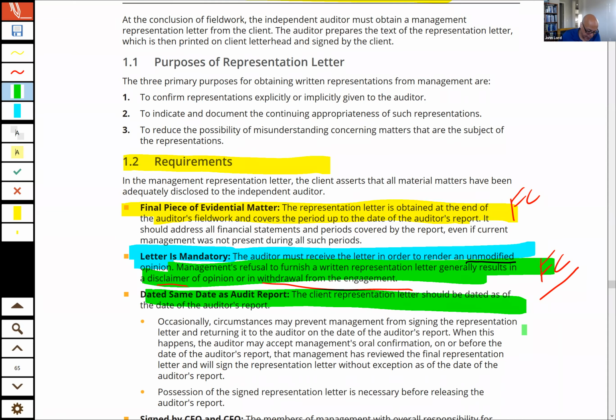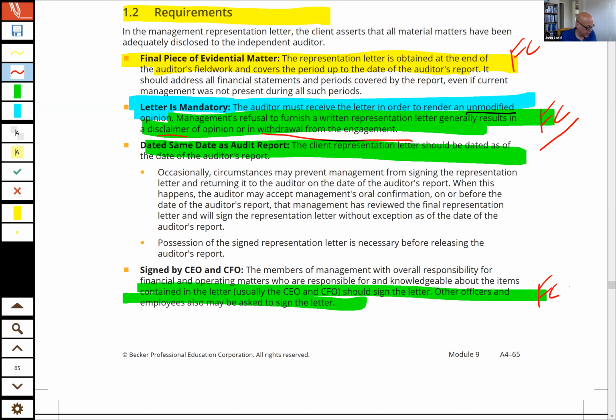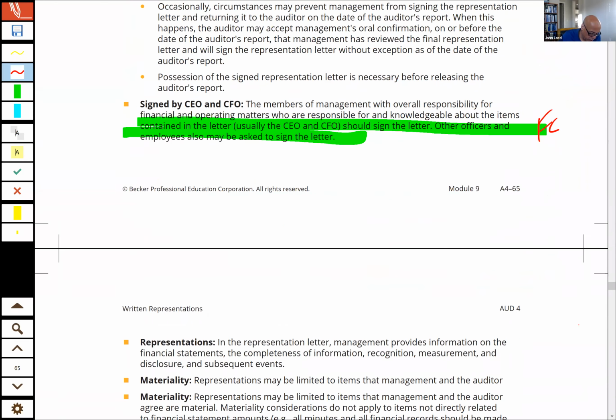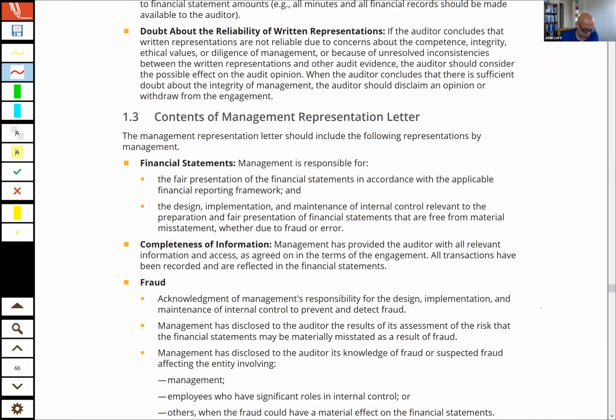It is signed by high levels of the organization, okay? So it is usually signed by the CEO, CFO, and so on. Flashcard that. Now you come over to the next page and they start with a laundry list of the contents of the management representation letter. And there are some obligatory things in there.